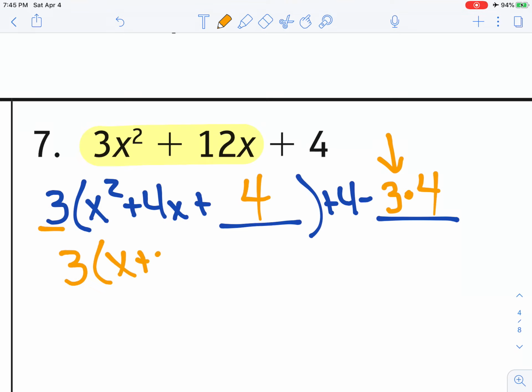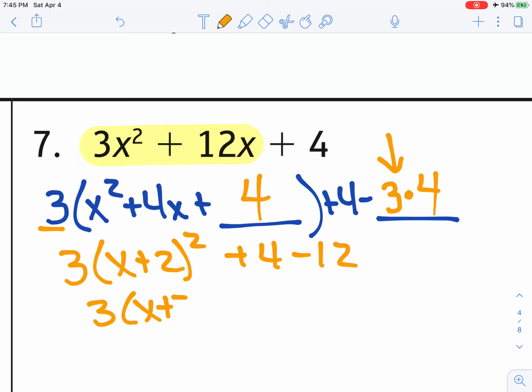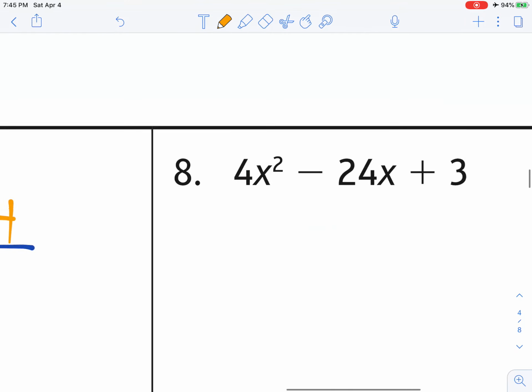So I have 3 parenthesis x plus 2 plus 4 minus 12, 3 times x plus 2 squared minus 8. Again, it's in vertex form. The whole point of this is to be able to put it in vertex form.